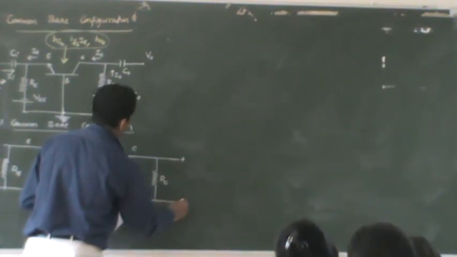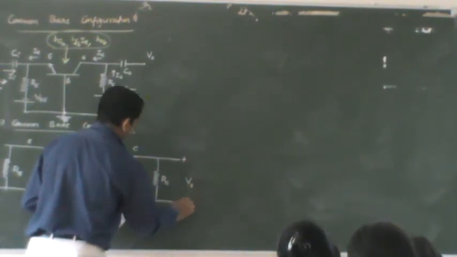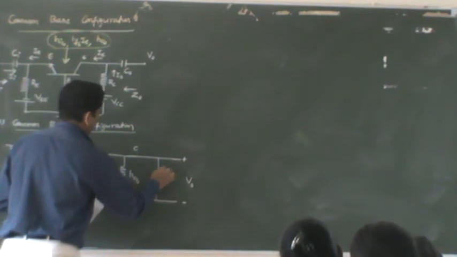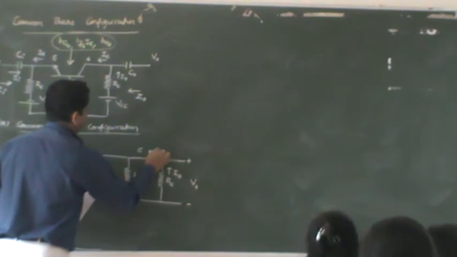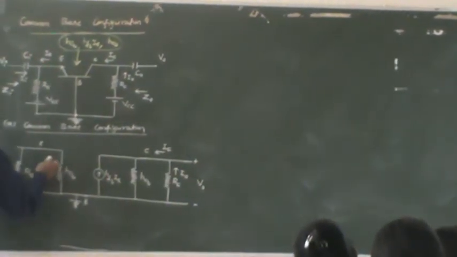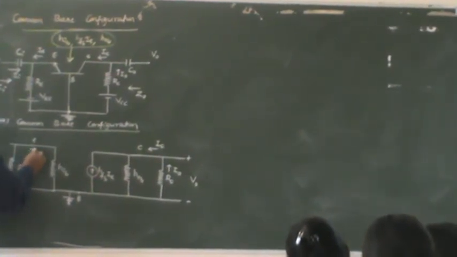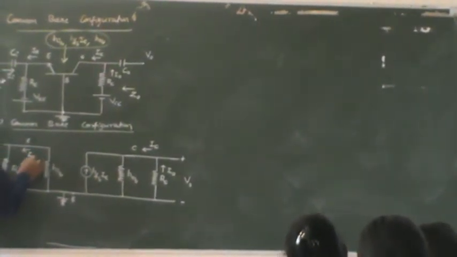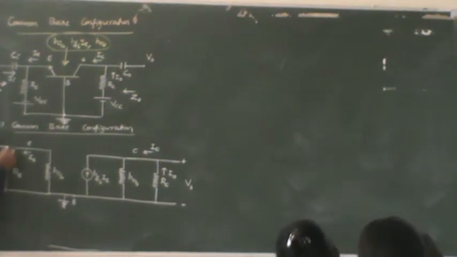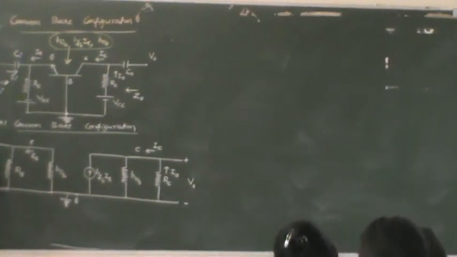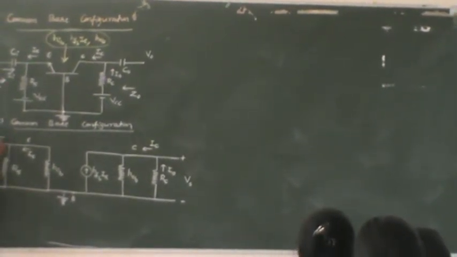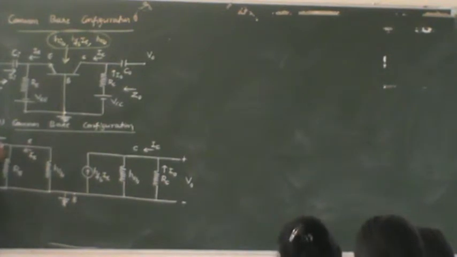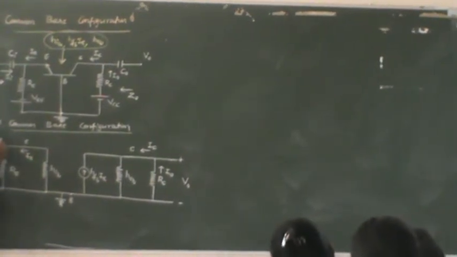Across this we have the output voltage with polarity plus and minus, V0. The current flowing here I indicate as I0. The current flowing into the collector I call IC. The same we can show for the emitter: the current flowing out of the emitter is IE. Here we have an input voltage with polarity plus and minus, VI. The current here I call IA, and its direction is inward.